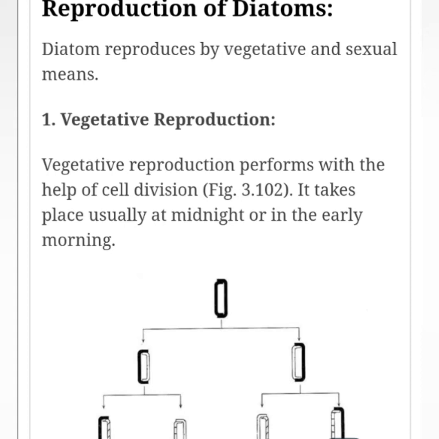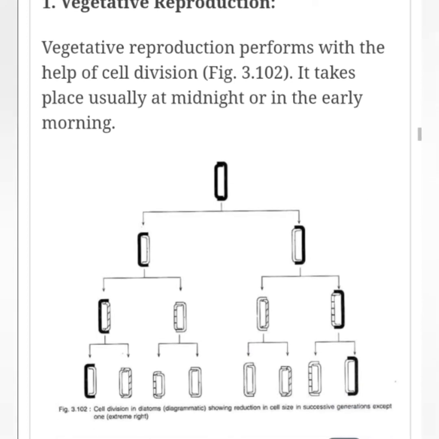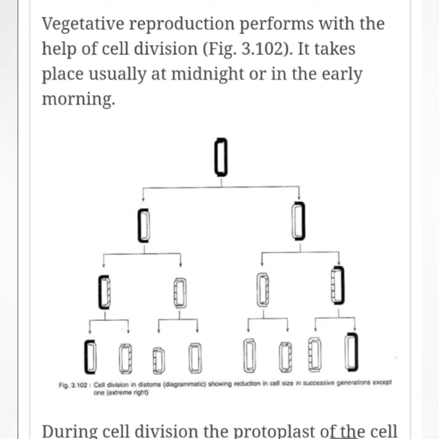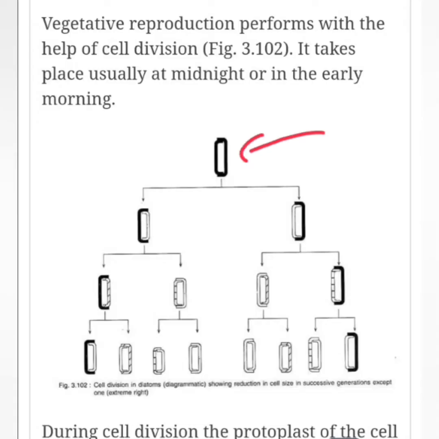Now the first one here, the vegetative reproduction, is usually performed with the help of cell division, and it usually takes place at midnight or in the early morning. So to understand the vegetative reproduction, let us take a look at this diagram here. Just see this one, you can see it is a single unicellular cell of diatom, known as the frustule, remember.